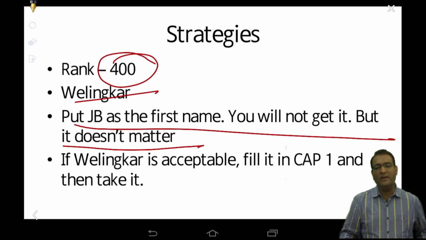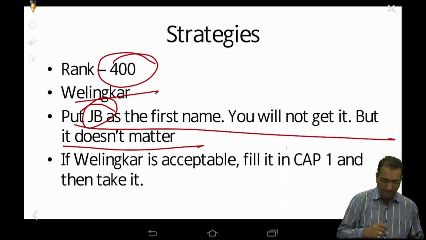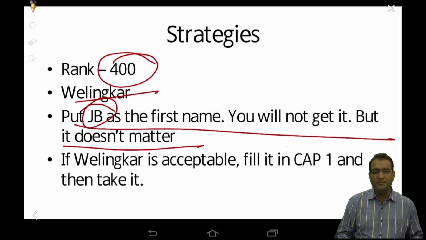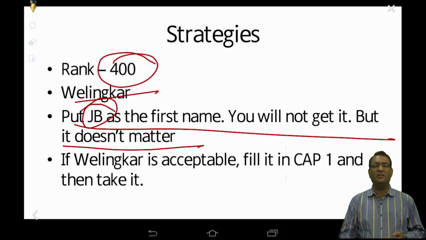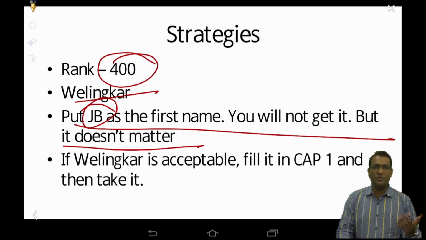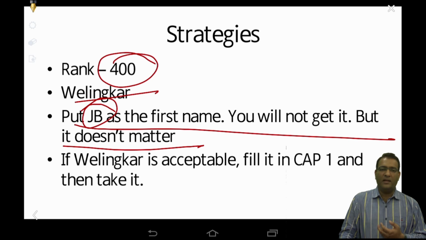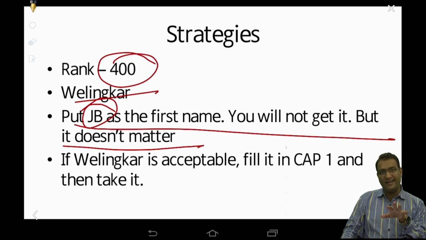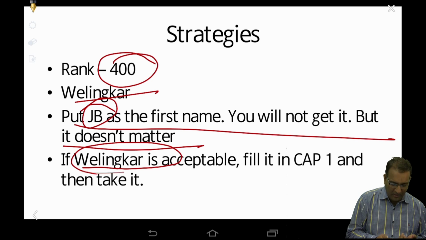Rank 400, yes, Wellinger is definitely possible. But again, your first name has to be JB. Right? And yeah, obviously, this is something person to person. If you know that you are not going to get JB, you're not going to get Sidnam, and you want to try for KJ Somayani, that is fine, but if you think that Wellington is an acceptable college, go and take it.